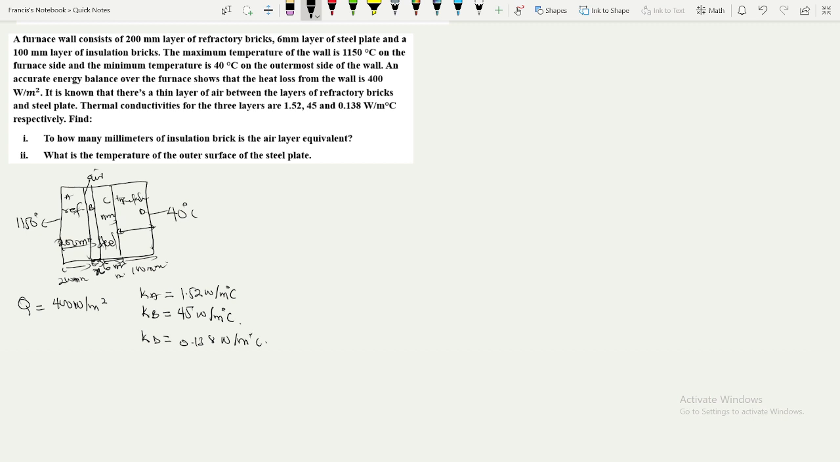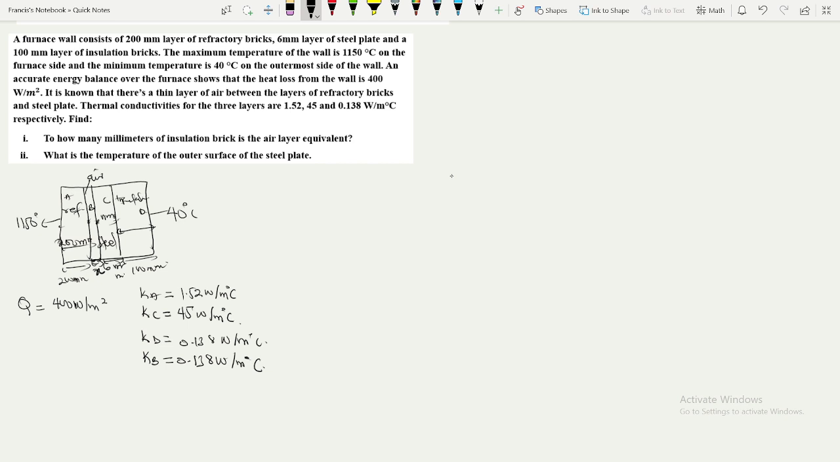So now let's ask ourselves, is air also an insulation? Yes, because air is an insulating material, right? So this is for the steel KC. So KC, the thermal conductivity of the air will be the same as that for the insulation, which is 0.138 watt per meter degree Celsius. So now we know from our previous lectures that the heat transfer from this point to the end is the same as that from this point to this point, as well as from each point to the next.